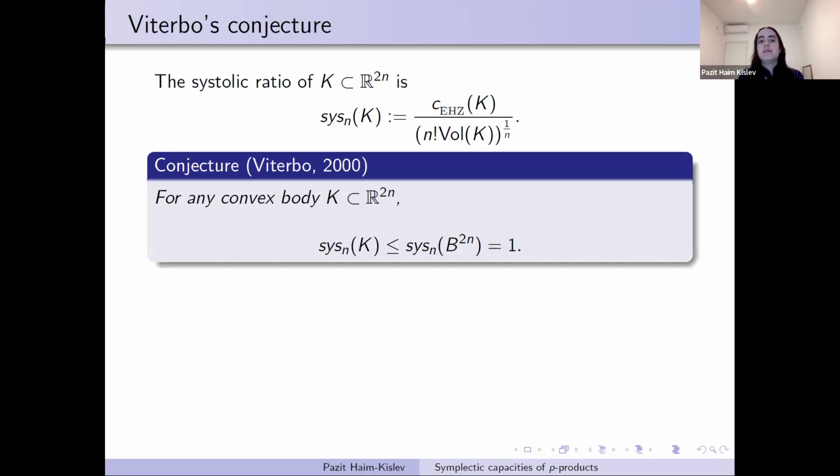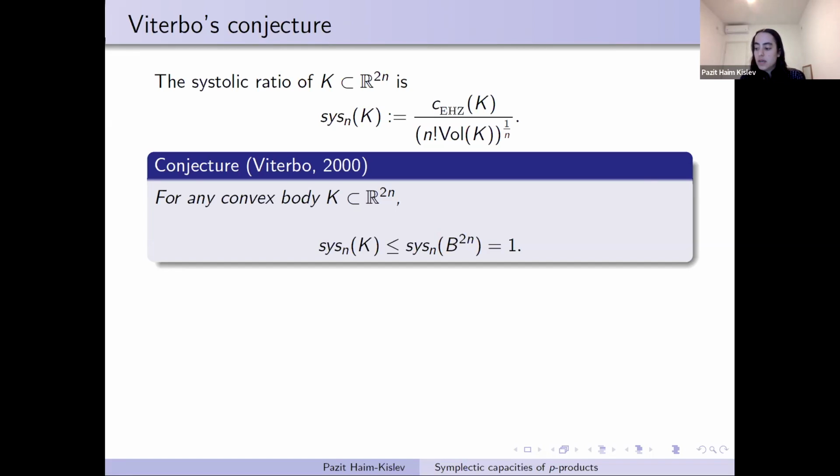So one important question in this field is the Viterbo conjecture, which states that out of all convex domains with the same volume, the ball has the biggest capacity. If we denote the systolic ratio as the ratio between the capacity and the volume with the right power and constant multiplication, such that it would be one homogeneous, and the systolic ratio of the ball would be 1, this conjecture translates to the systolic ratio always being smaller than 1.